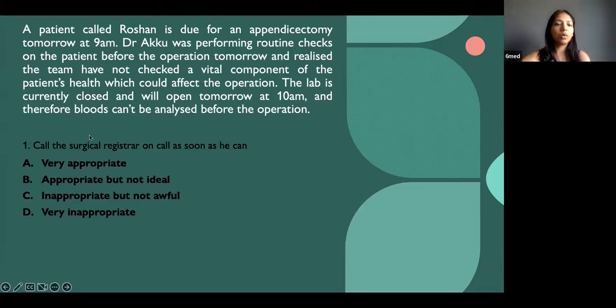So let's have a look. Call the surgical registrar on call as soon as you can. Yeah, so the situation says a patient called Roshan is due for an appendicectomy tomorrow at 9 a.m. Dr. Aki was performing routine checks on the patient before the operation tomorrow and realized the team haven't checked a vital component of the patient's health, which could affect the operation.